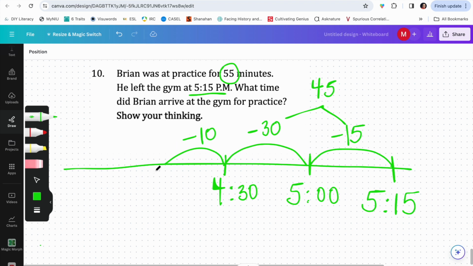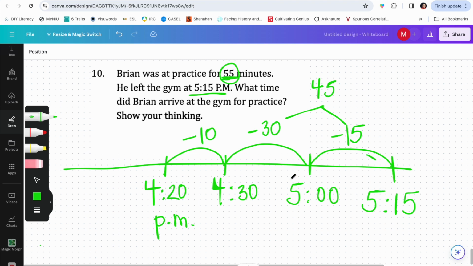We hopped back 10 minutes, and now the time is 4:20, which is when Brian had to arrive at the gym. So we started backwards here. 5:15, we hopped back 15 minutes, and then 30 minutes and 10 minutes. 10 plus 30 is 40, plus 15 is that 55 minutes.